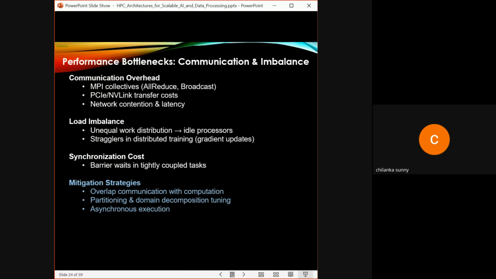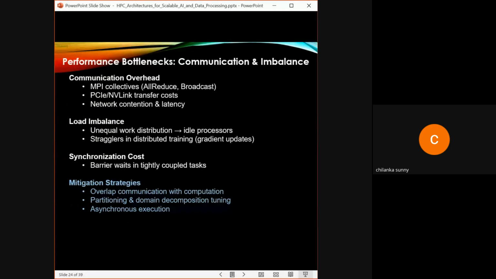So another bottleneck is the load imbalance, where some processors finish early and sit idle while waiting for the others, which is especially common in distributed AI training during gradient updates. We also face synchronization cost, barriers, and waits in tightly coupled tasks that stall the progress until everyone catches up.